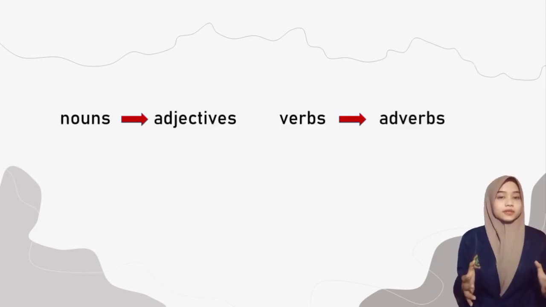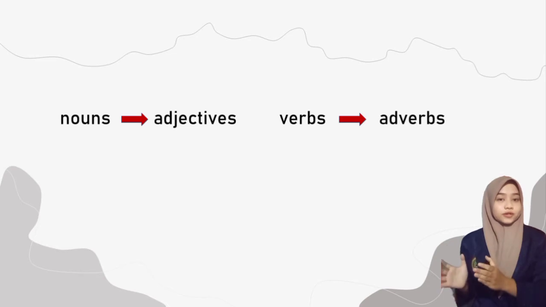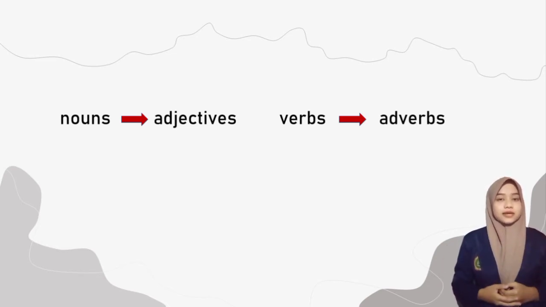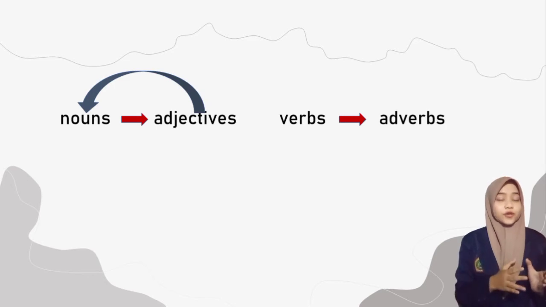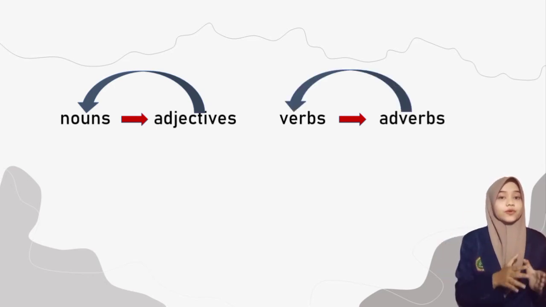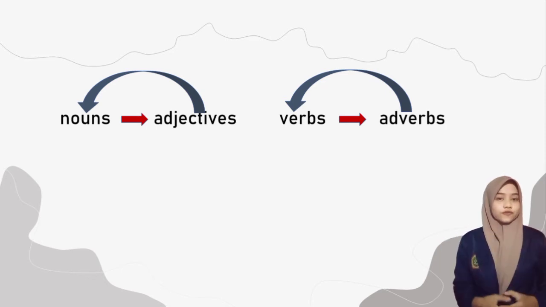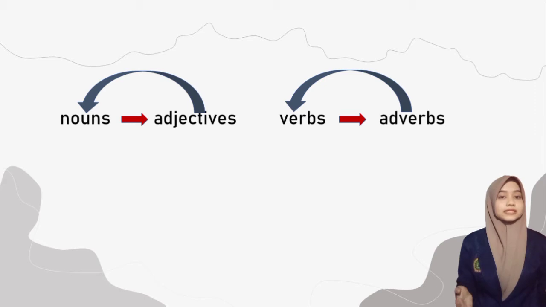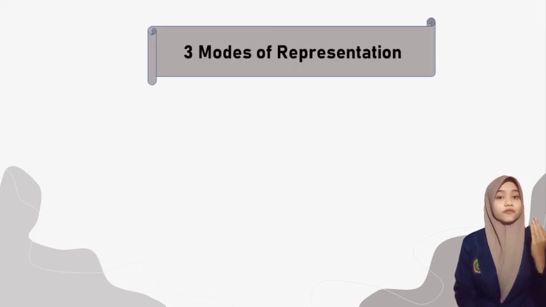For example, a student will study noun first, then adjective, and verb, then adverbs. This is because knowing adjective requires prior knowledge of nouns, and knowing adverb requires prior knowledge of verb. Following the idea of the spiral curriculum, Bruner presented the idea of three modes of representation. These modes of representation refer to the way knowledge is stored in memory.